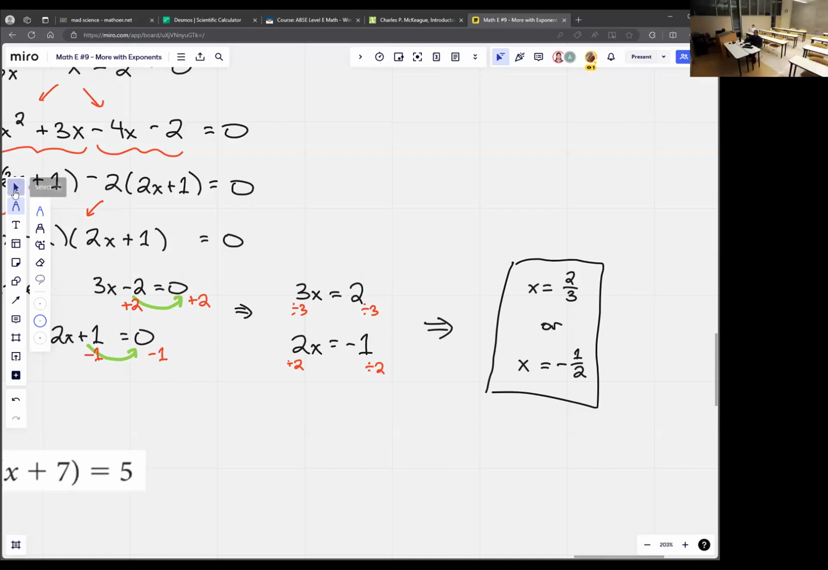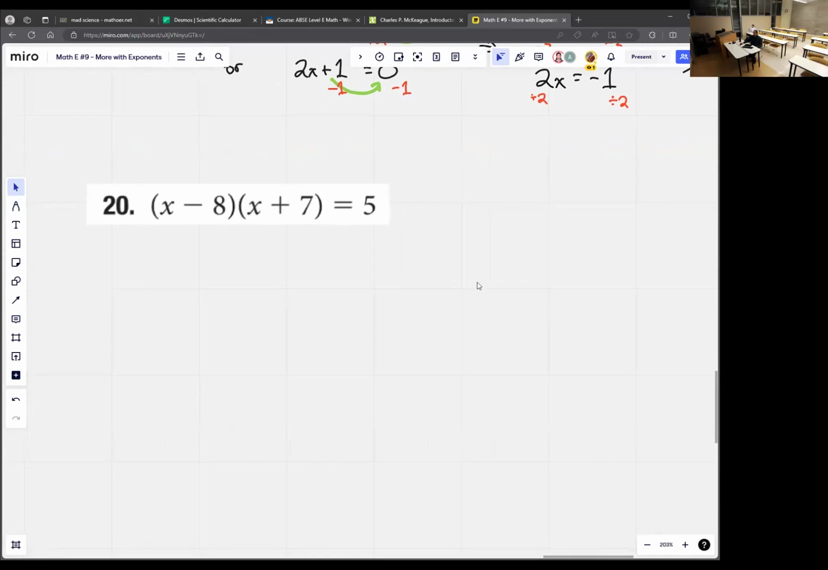Okay, onward, number 20. Somebody is trying to trick us. We have to have a bunch of stuff equal 0, not 5. So let's undo their factoring. They tried to be helpful, but it wasn't. X times X is X squared. Outside, X times 7 is plus 7X. Inside, X times -8 is -8X. Last, 7 times 8 is 56.